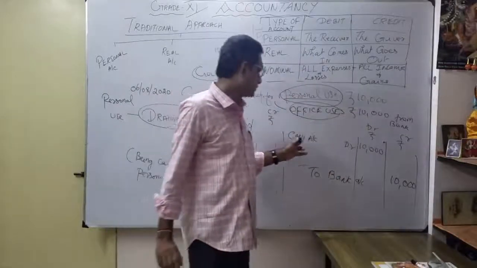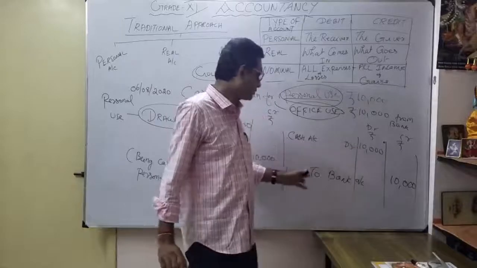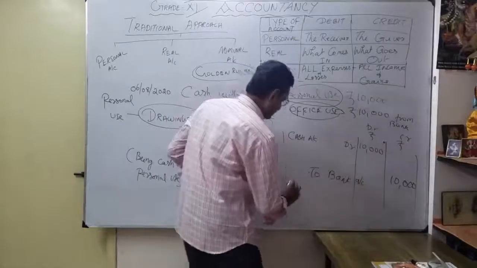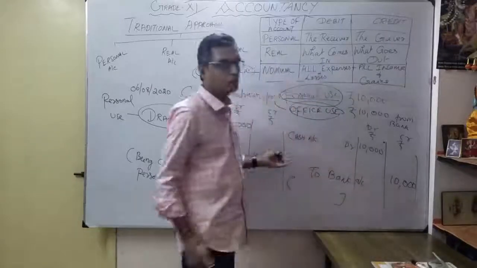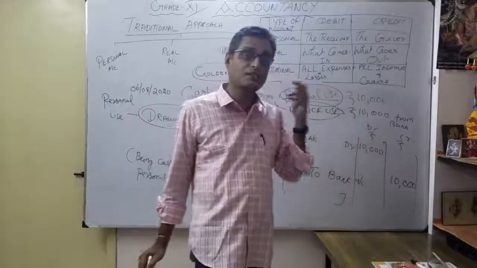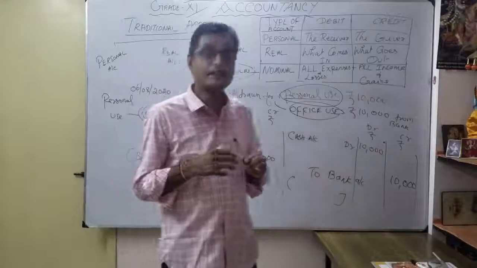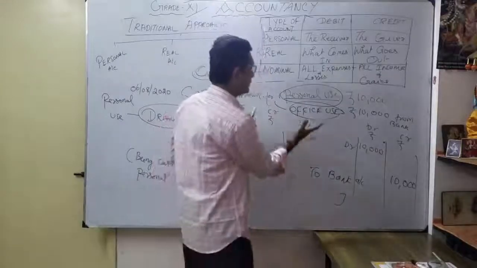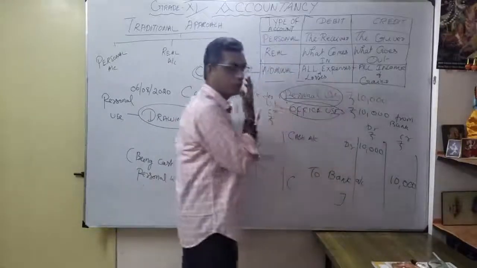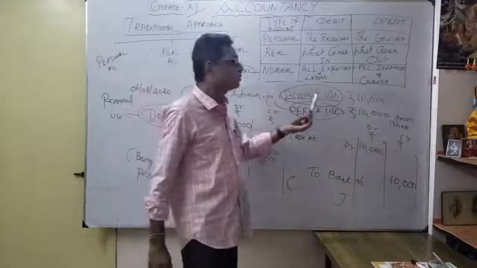So what do I have to put? Cash account debit 10,000 to bank account. Naturally, when you study the cash book, you can also say it's a contra entry. That is for a different discussion when you learn the cash book. So now the idea is how you are going to apply it for personal use.